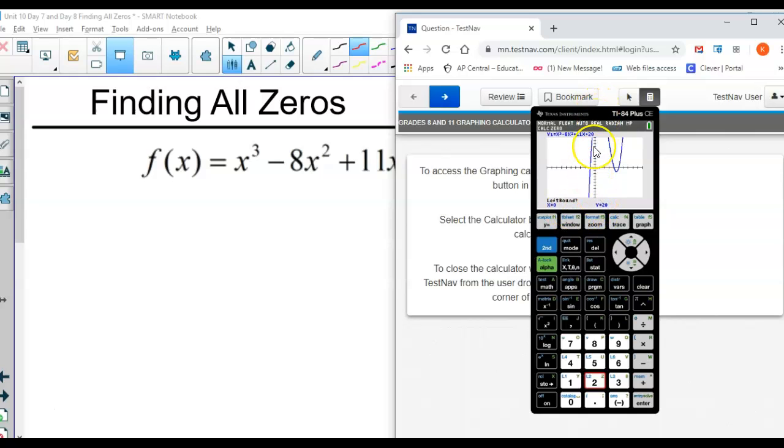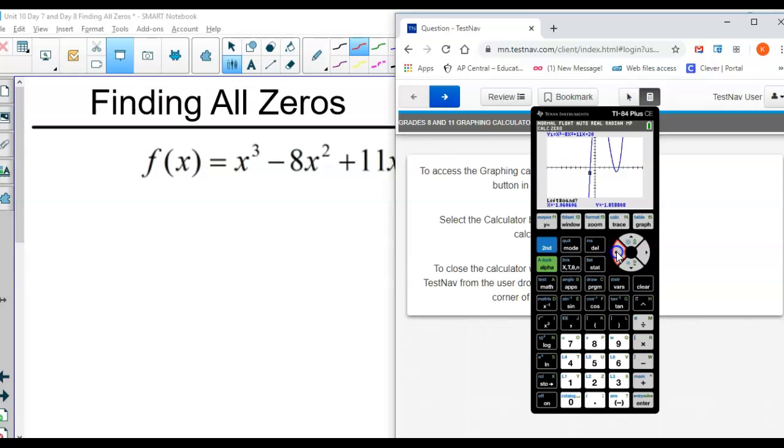I need my cursor to be to the left of one of my zeros. I'm going to find this zero right here. It looks like it's at -1. I'm just going to confirm. So I need an x value on the left of -1. Okay, so I'm going to arrow over. See, x is at -0.6 right now. Y is at 18. I'm going to keep arrowing over.